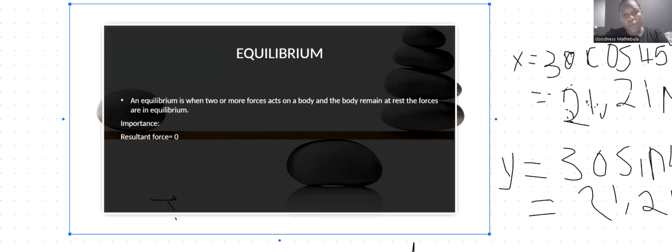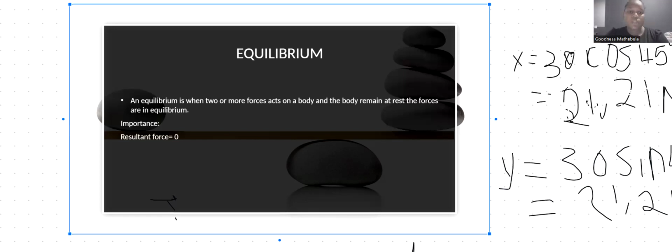An example of an equilibrium is when a picture is hanging on a wall. It means that picture is not moving, so it is at equilibrium, because the resultant force will still be zero as there is no movement to that picture. So here we are at equilibrium.